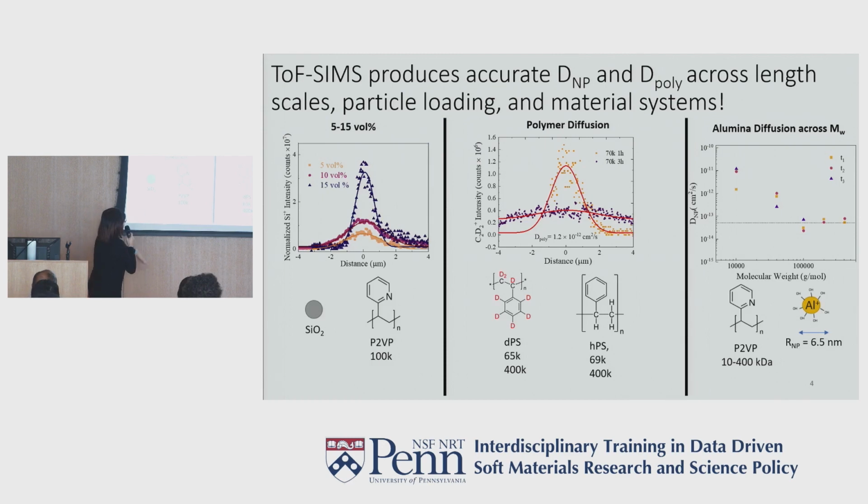So this is everything I've been doing. I've done it in multiple particle loadings from 5 to 15 volume %, which is especially powerful because you can't do this with a lot of dilute systems. So I did this with P2VP and silicon oxide particles. I also did it with polymer diffusion across multiple length scales from 70K to 400K polymer. So it's like 4 orders of magnitude in diffusion coefficients. And I also am measuring alumina diffusion right now. So I have these small alumina particles, and I have these large silica nanoparticles. And it doesn't really matter what the system is, since it's chemically specific.